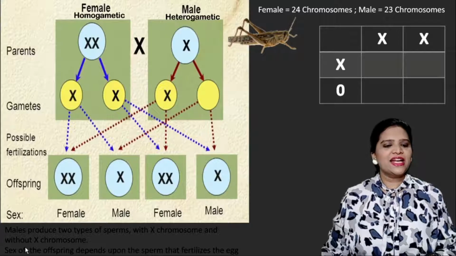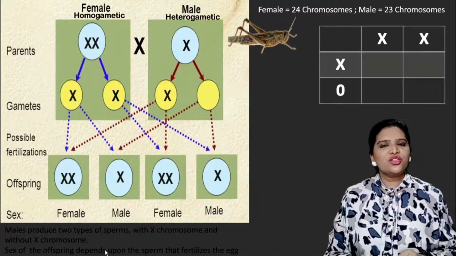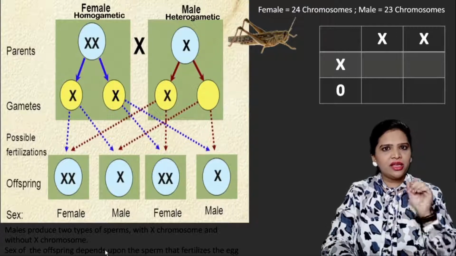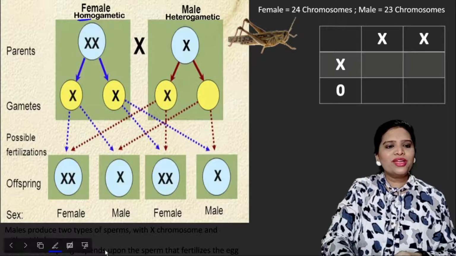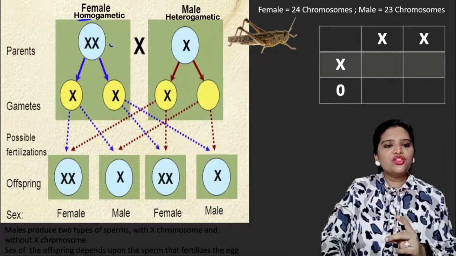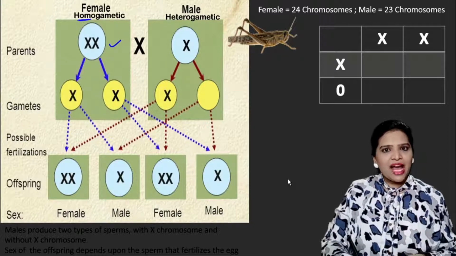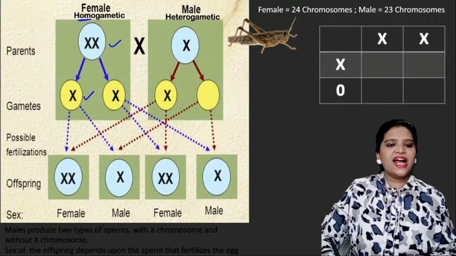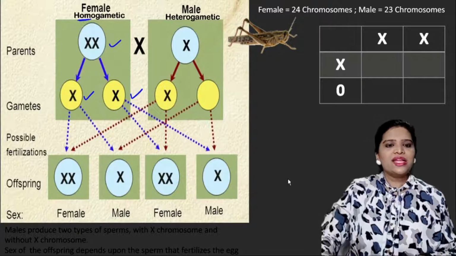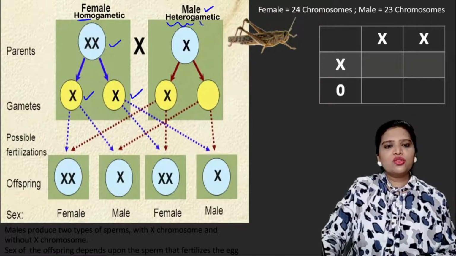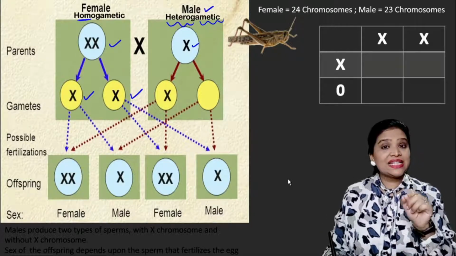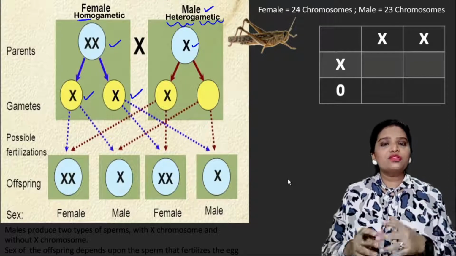Let us understand this using the picture. This is an example of a cockroach or grasshopper, where the female insects are homogametic. Homogametic means the chromosomes present in the females are two X chromosomes, so the gametes produced by them are X and X. Whereas in the male, the chromosome is heterogametic, that means only one X chromosome is present in the male and the other chromosome is absent.